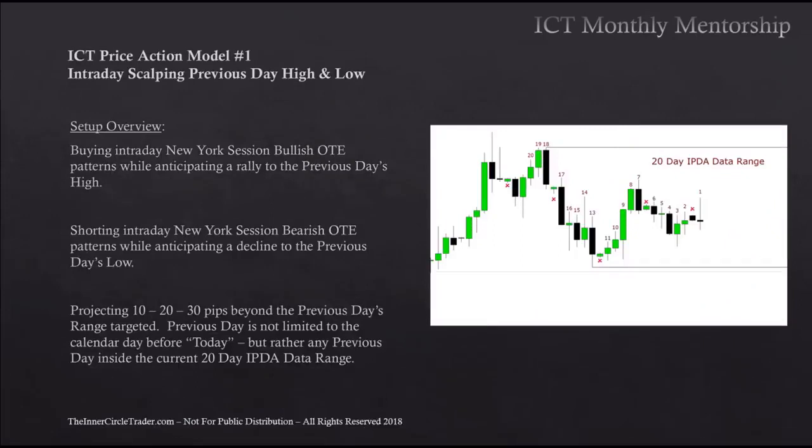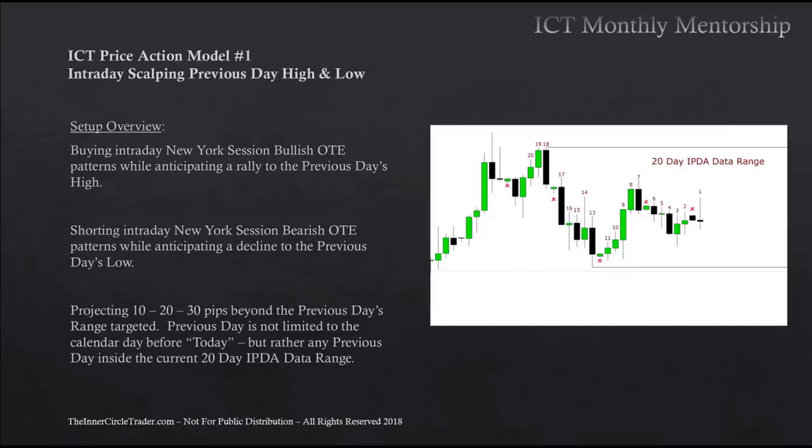Okay, so the setup overview: we're going to be buying intraday New York session bullish optimal trade entries while anticipating a rally to the previous day's high. We're going to be shorting intraday New York session bearish optimal trade entries while anticipating a decline to the previous day's low. Projecting 10, 20, or 30 pips beyond the previous day's range targeted.